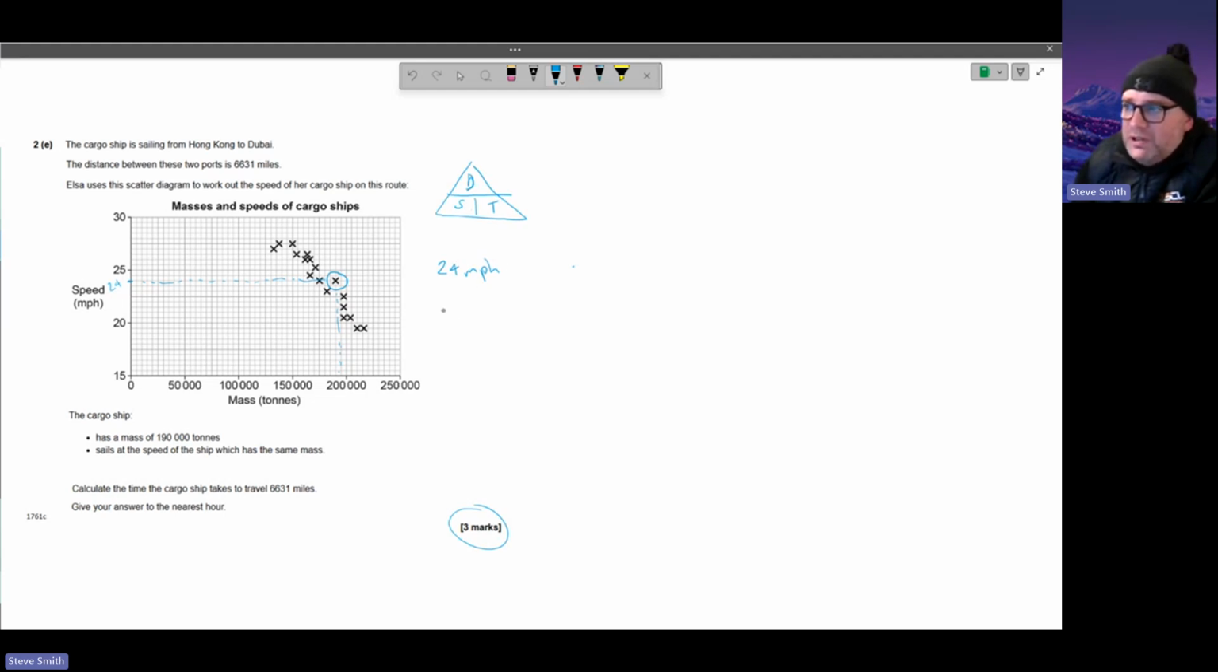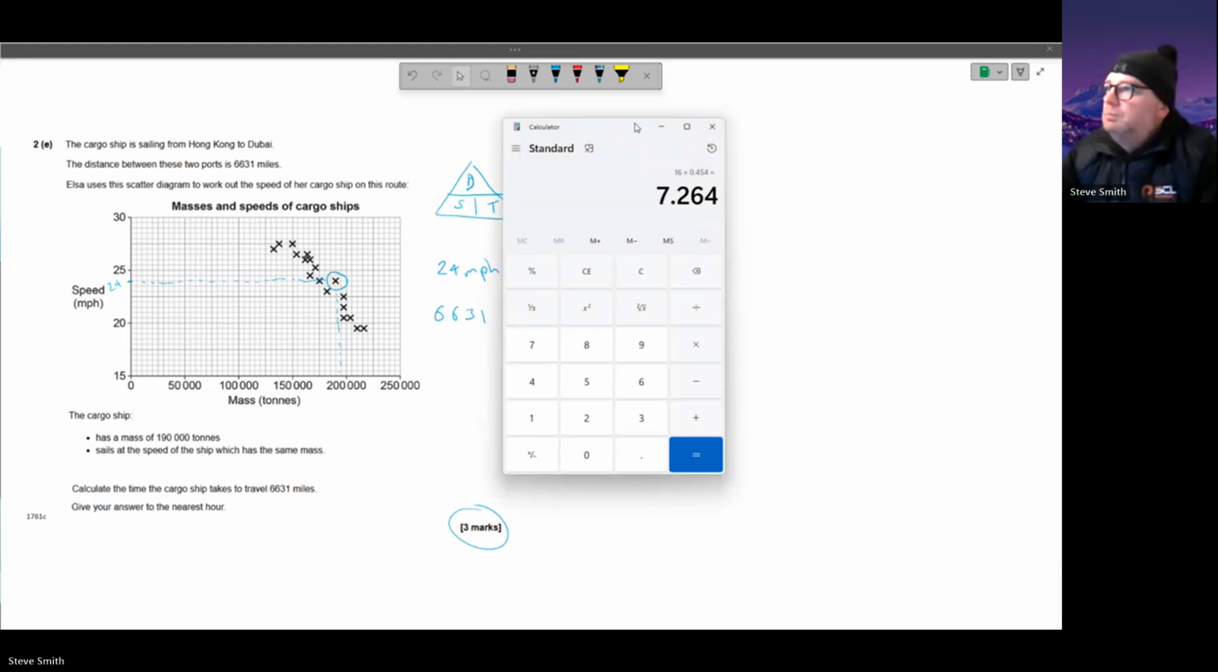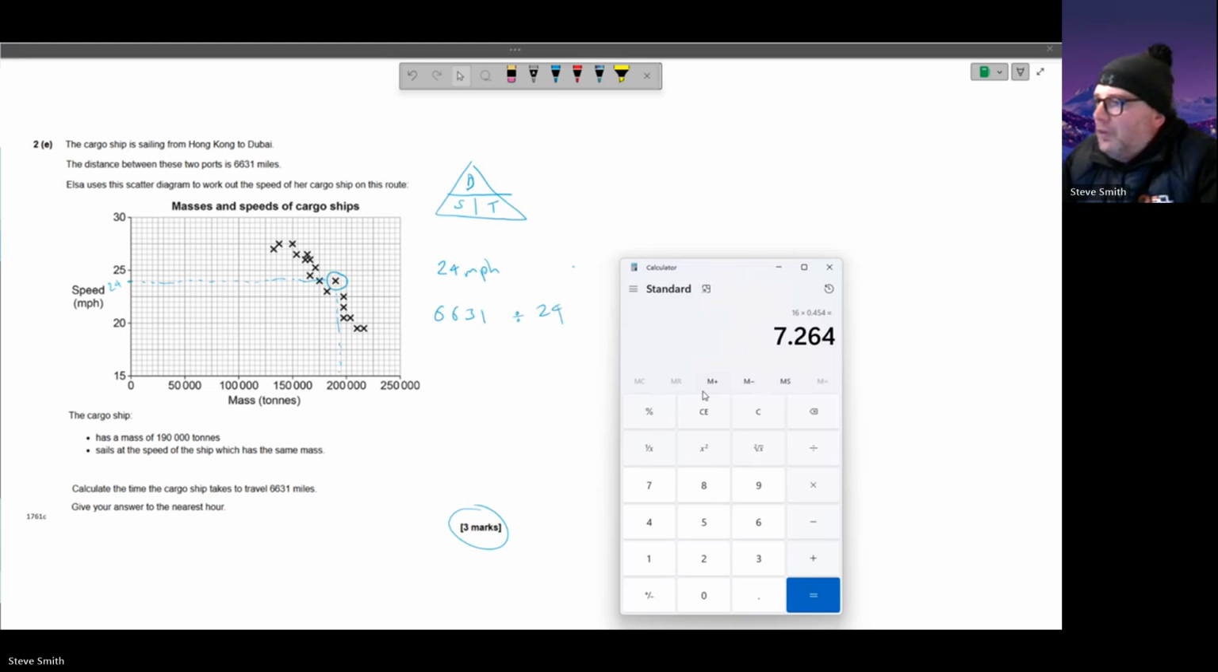But we have the distance, which is 6,631. We've got the speed, so we're going to divide it by 24. And that's going to give us, wow, how many hours? Let's go with my calculator again. So we've got 6,631 divided by 24 miles per hour.